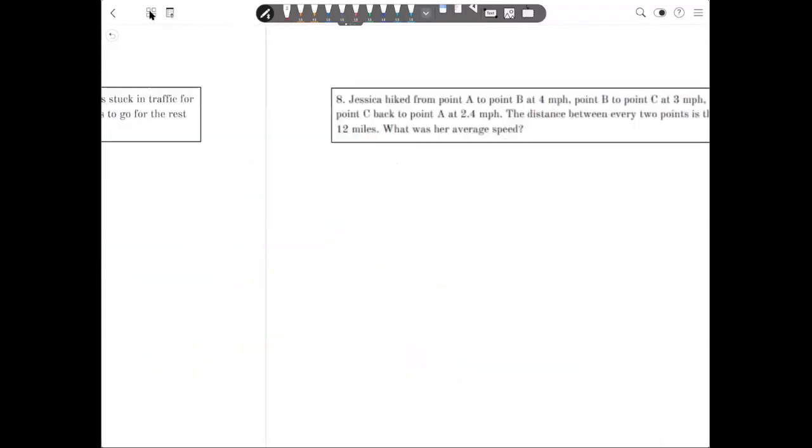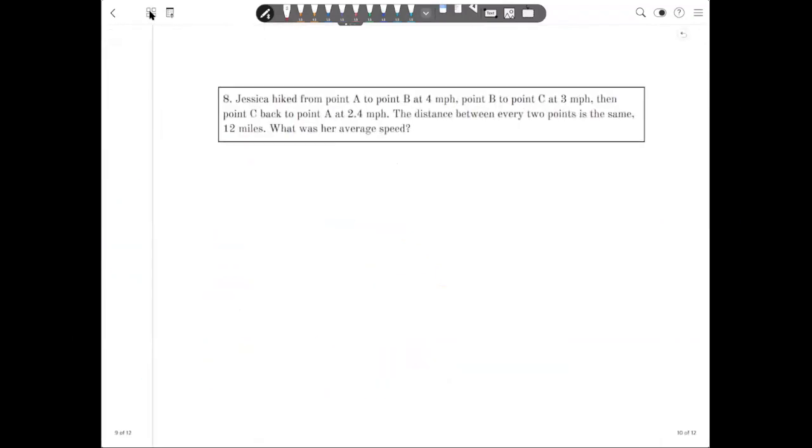Okay, let's try number 8 now. Jessica hiked from point A to point B at 4 miles per hour, B to C at 3 miles per hour, and C to A at 2.4. The distance between every 2 points is the same. We have to find the average speed.